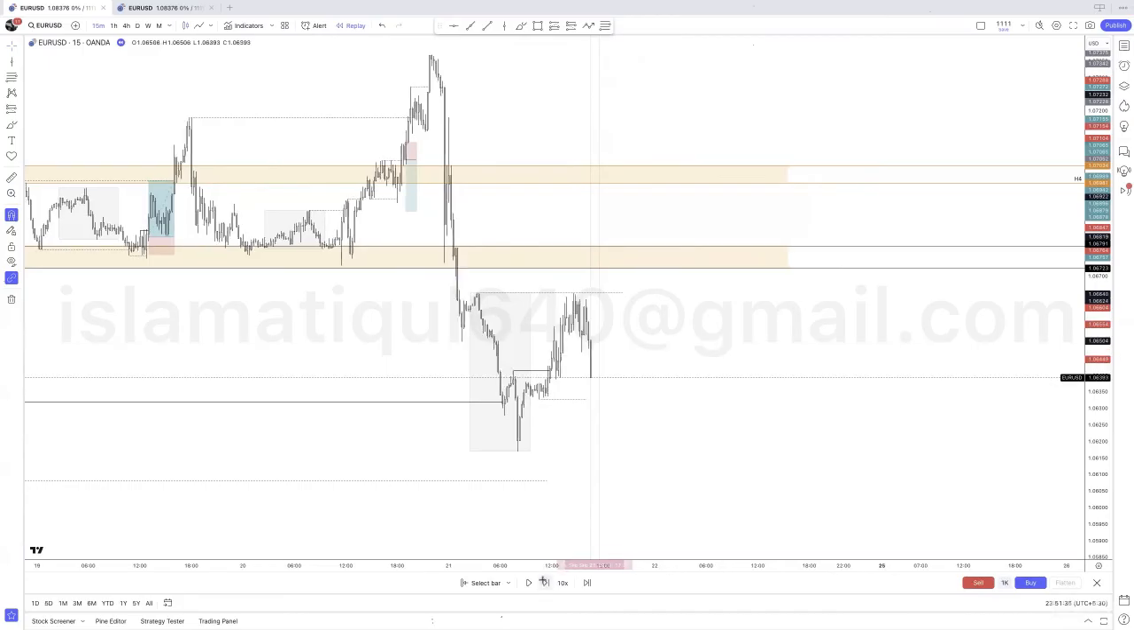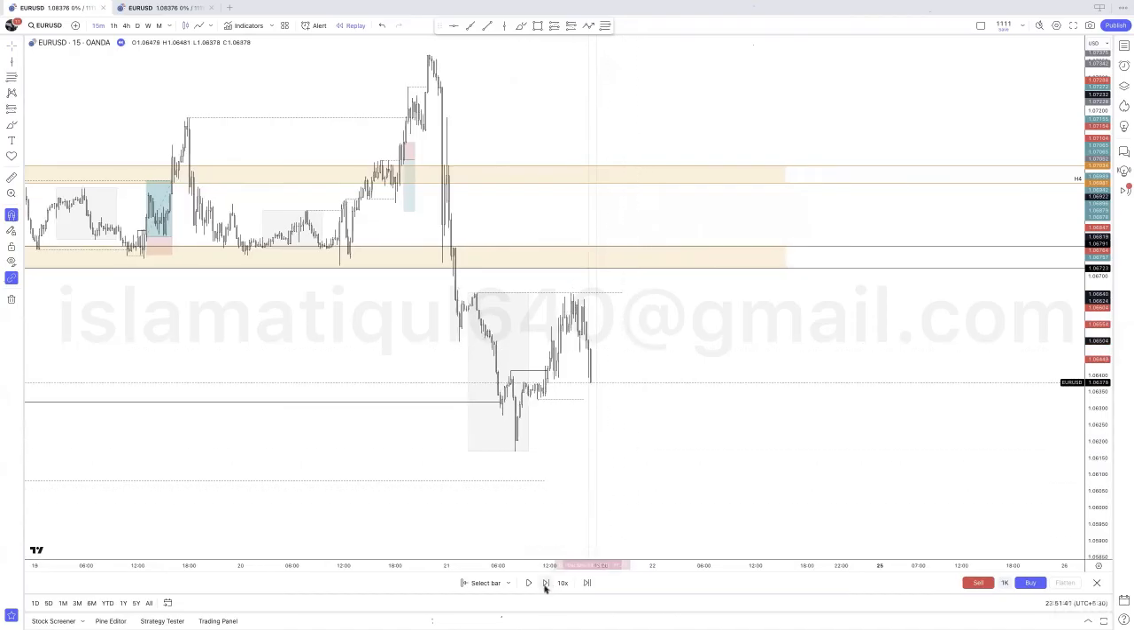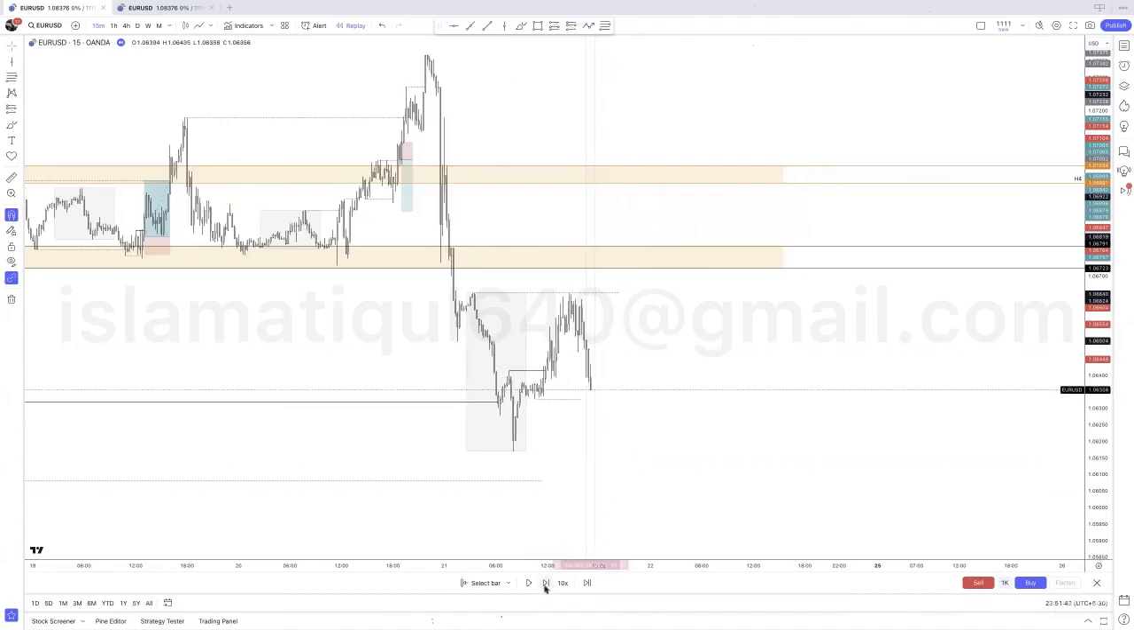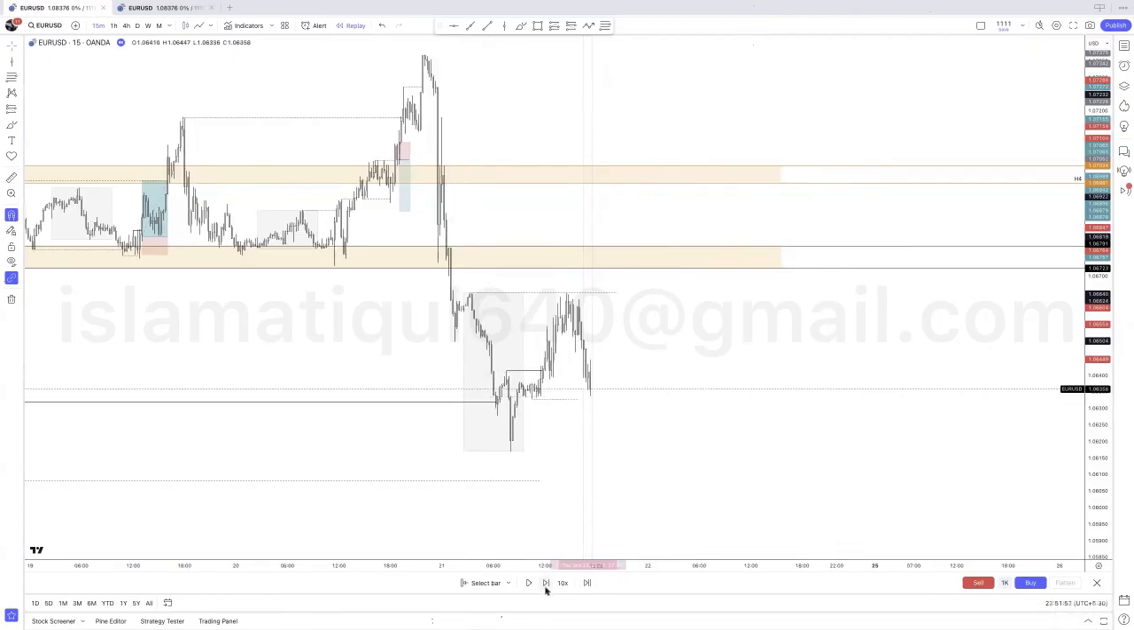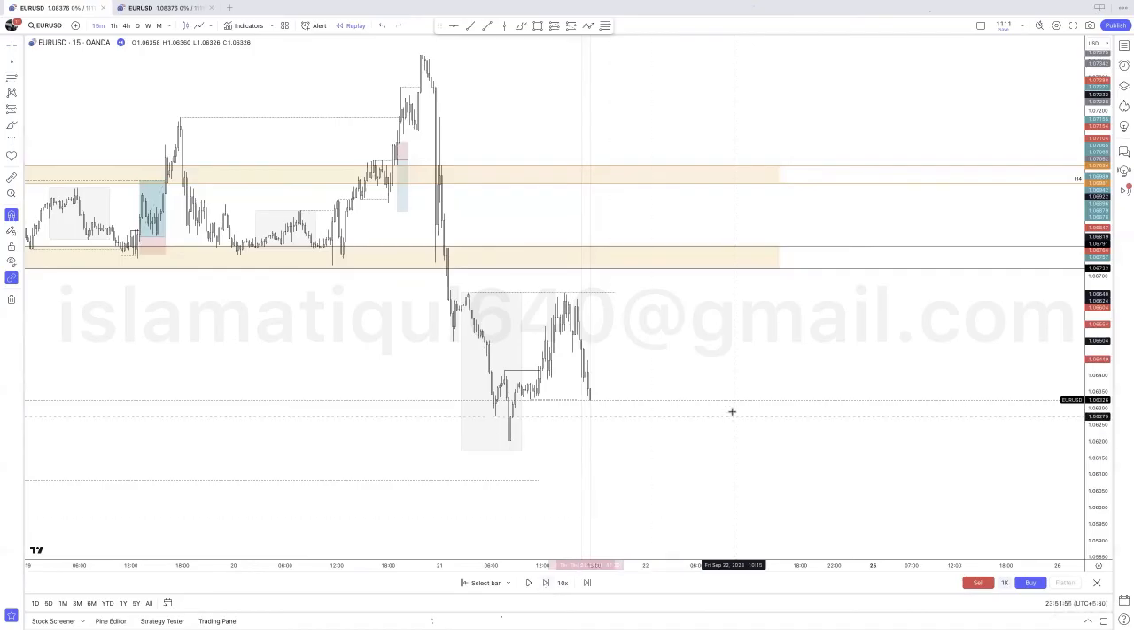New York kill zone. Let's see. Nothing. We had more liquidity here. See that? We had more liquidity here. Grabbed price, the market moved. I think they're sweeping the liquidity. Yeah, I think we can take a buy here.